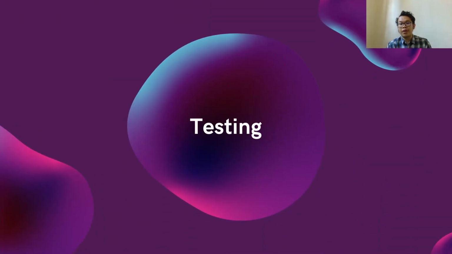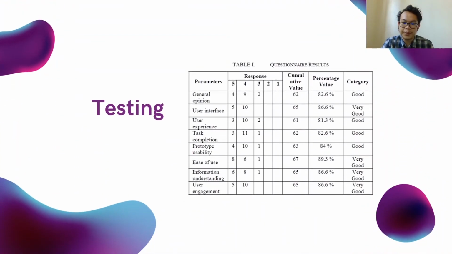After we implement all the things that we made earlier, we have to test the system itself. The questionnaire was done by 15 people. This questionnaire technique makes it easy for users to assess the system. As you can see right here, the questionnaire results are shown in table 1. From the 8 parameters of usability goals and user experience, the average percentage is 84.95%. It means that the design of this system is pretty good.